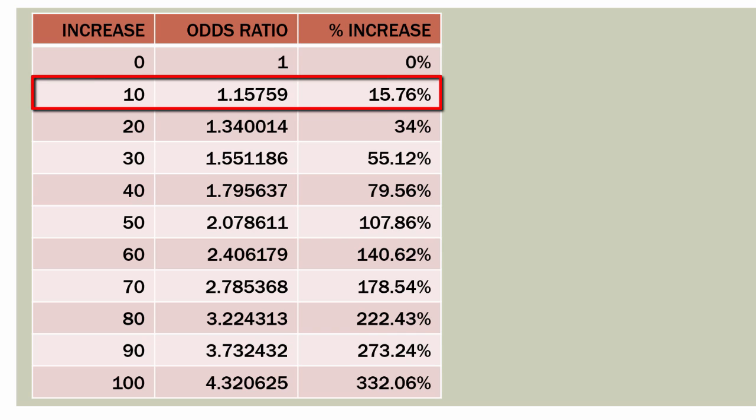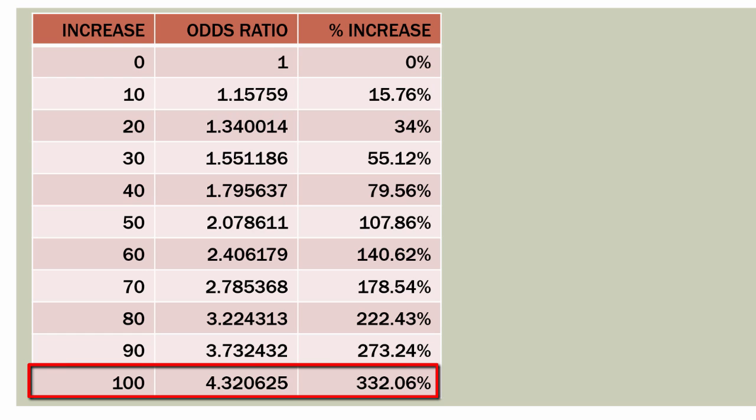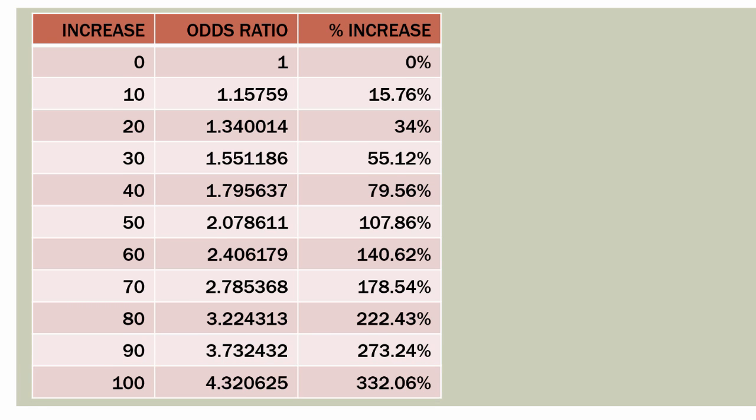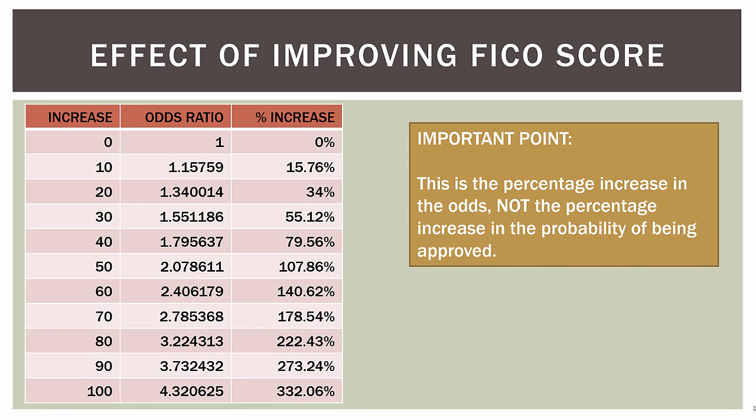Now, if we increased our credit score by 10 points, we determined that the odds ratio is 1.15759, or we increased our odds by 15.76%. If we go all the way down to the bottom, if we increase our credit score from the first time we apply to the second time we apply, we have an odds ratio of 4.32. So we increased our odds by a factor of 4.32. And that means we have a percentage increase in our odds of 332.06%.